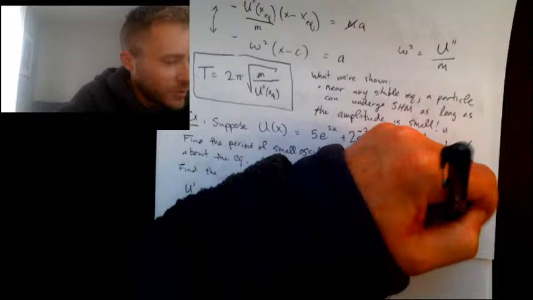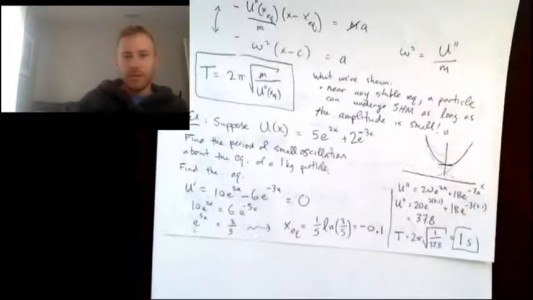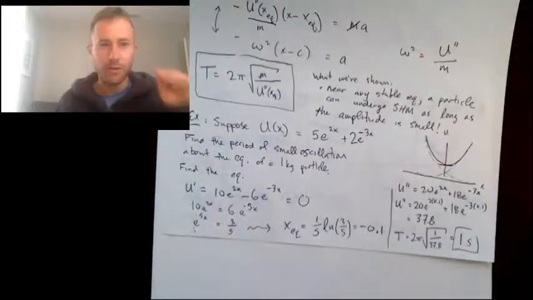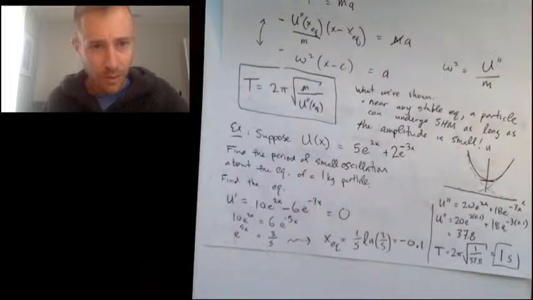All right, so that's how that works. You find the equilibrium, and then you calculate the second derivative at the equilibrium, and then you use this formula to get the period. So I like that. That's my lesson for today.